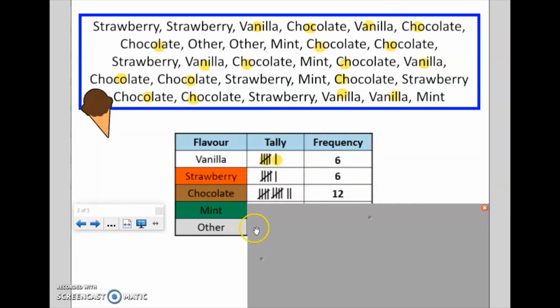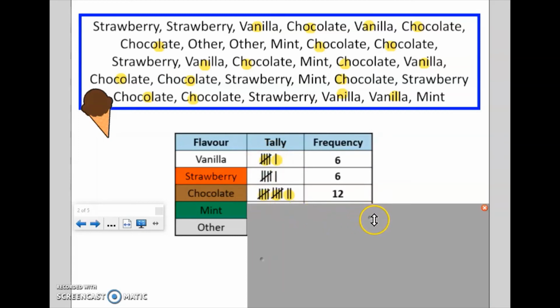If we want to present that in a tally chart, we have a bundle of 5, a bundle of 5, and 2 singles, giving us a frequency of 12. So just remember that when we're tallying, it's 1, 2, 3, 4 vertical lines, and then across the gate for the 5th to make a bundle of 5.